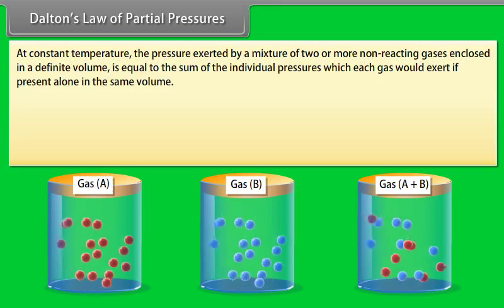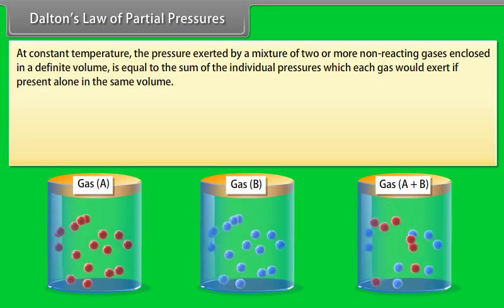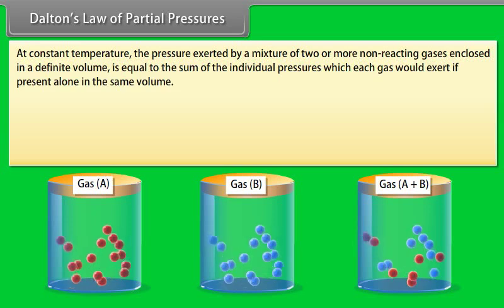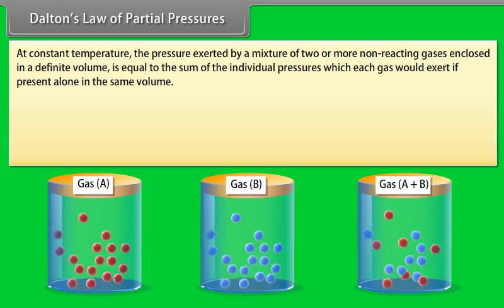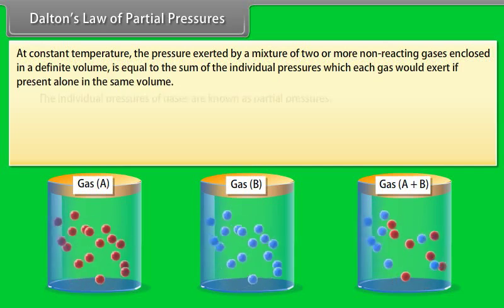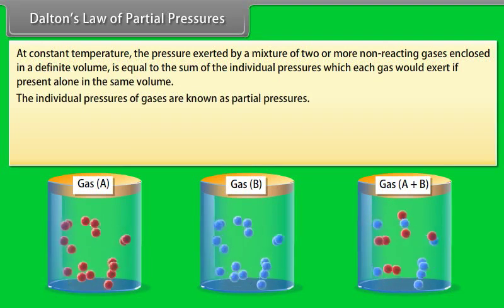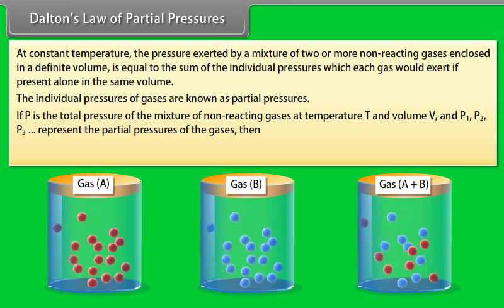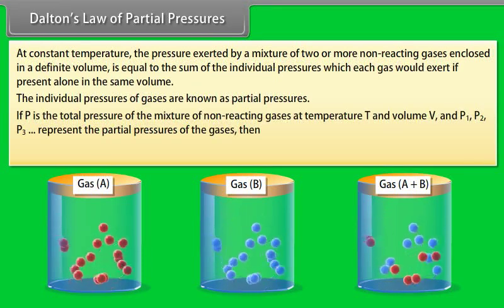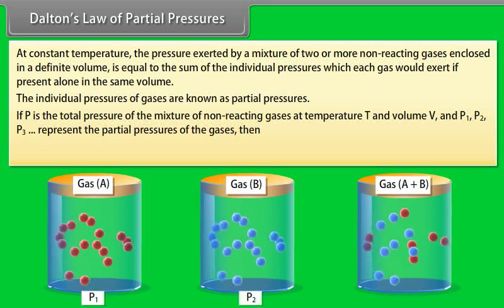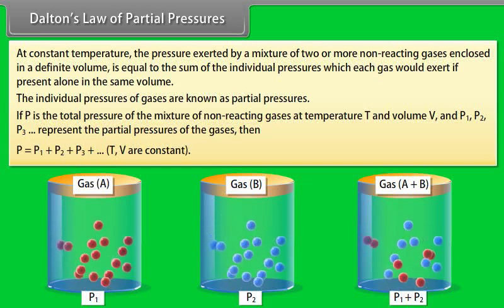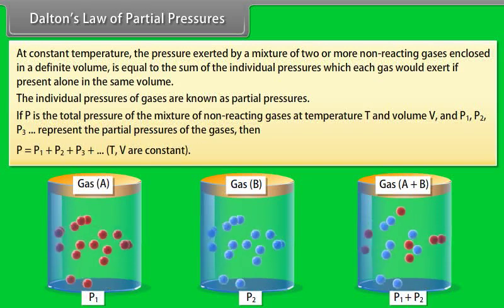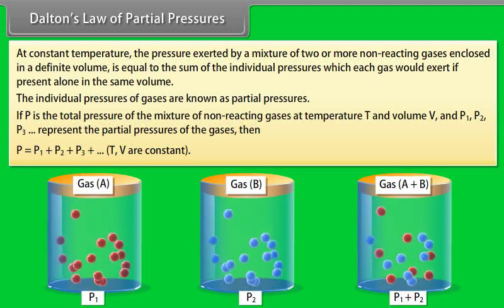Dalton's law of partial pressures. At constant temperature, the pressure exerted by the mixture of two or more non-reacting gases enclosed in a definite volume is equal to the sum of the individual pressures which each gas would exert if present alone in the same volume. The individual pressures of gases are known as partial pressures. If P is the total pressure of the mixture of non-reacting gases at temperature T and volume V and P1, P2, P3 represent the partial pressures of the gases, then P is equal to P1 plus P2 plus P3 and so on, where T and V are constants.